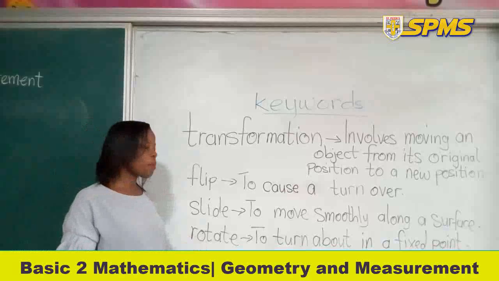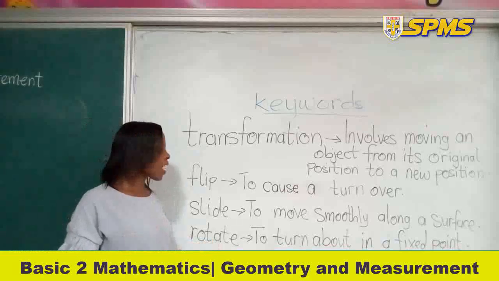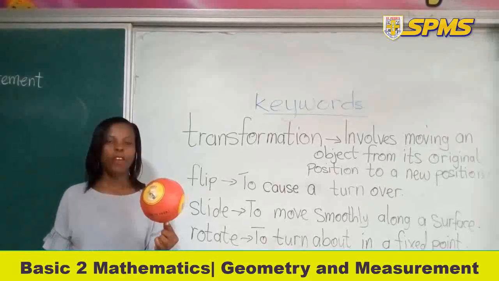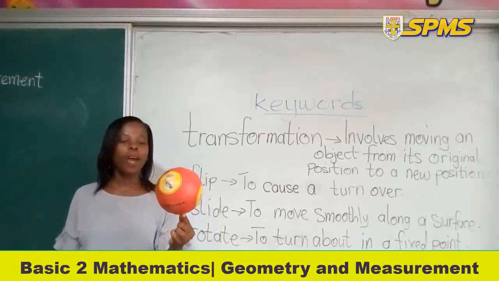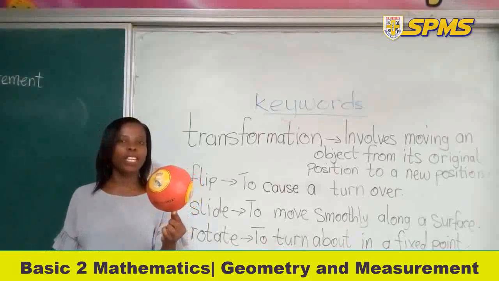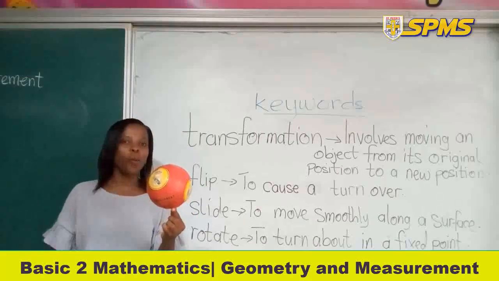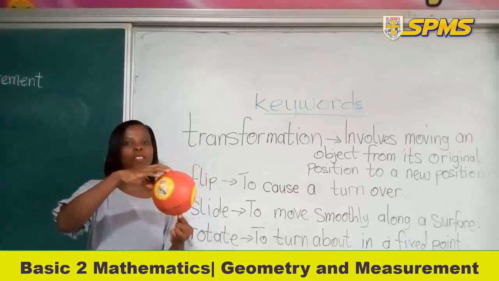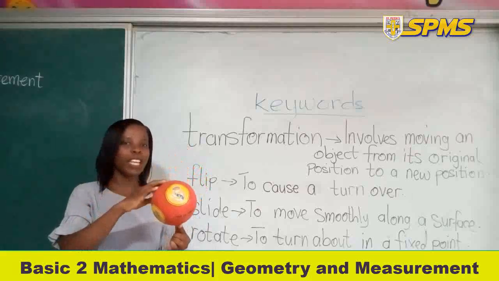Rotate. Rotate. To turn about in a fixed point. For example, I have a ball at a fixed point, where my hand is a fixed point. If I need to rotate this ball, it's either I rotate clockwise or anti-clockwise. The process of rotating clockwise and anti-clockwise is known as rotation.